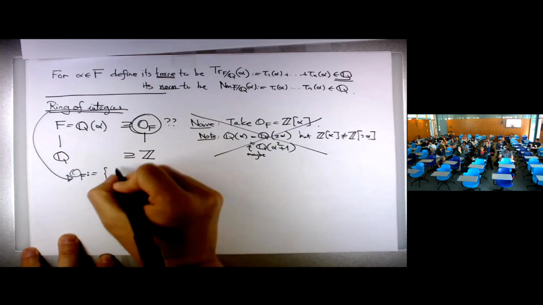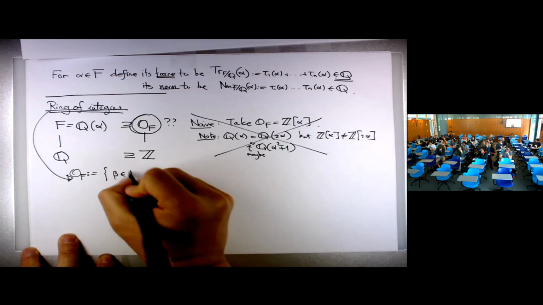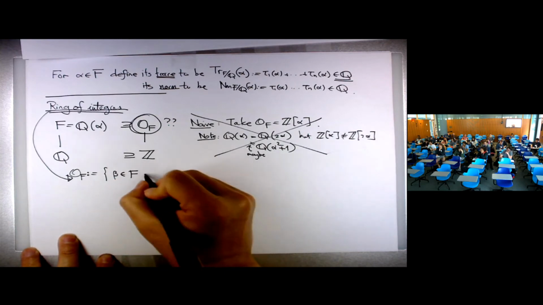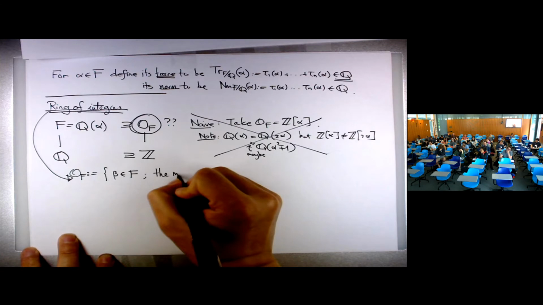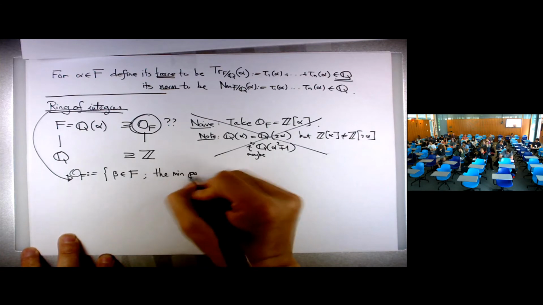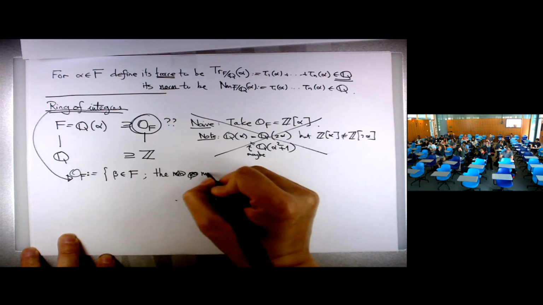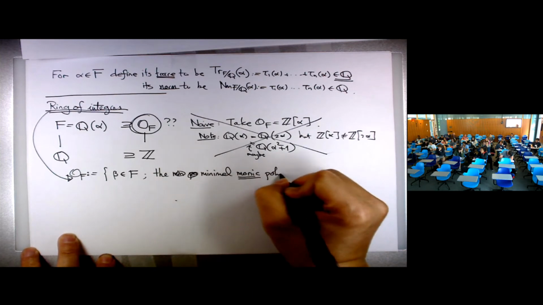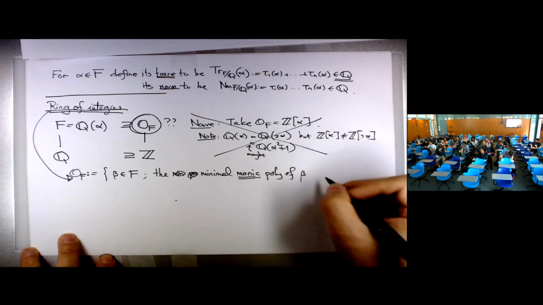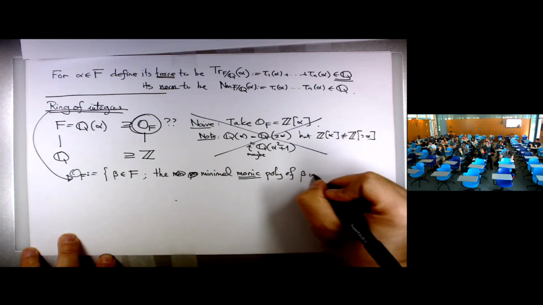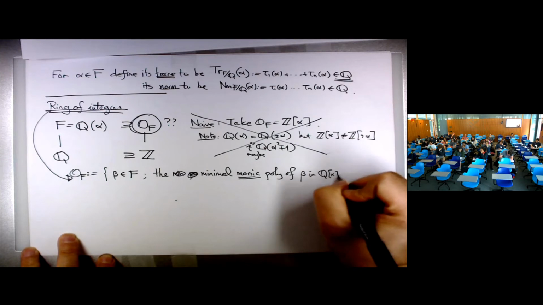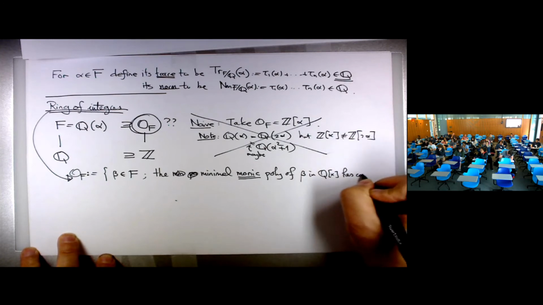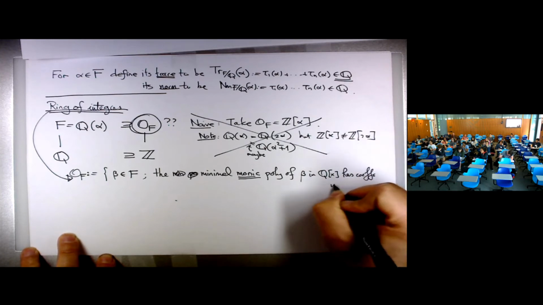Of F. So this will be all the elements beta in F such that the minimal monic polynomial of beta in Q[x] has coefficients in Z.